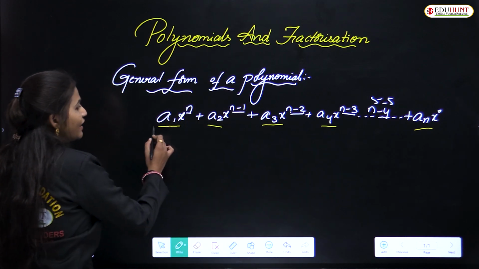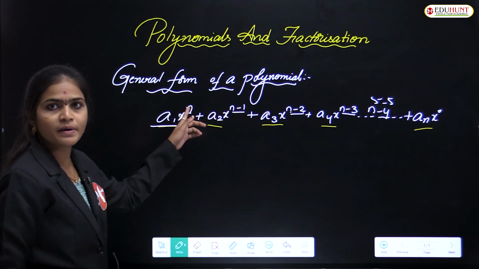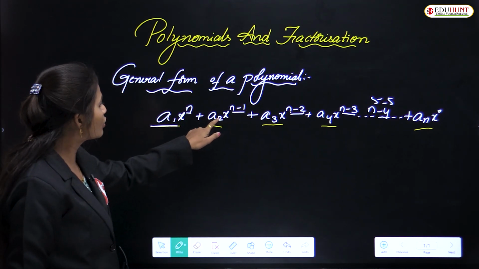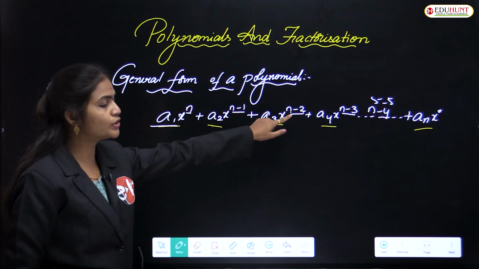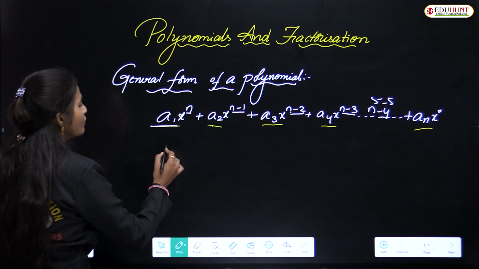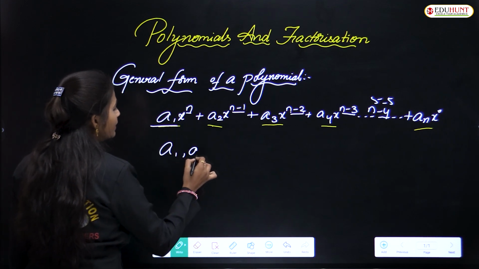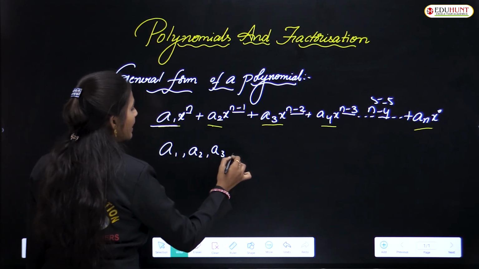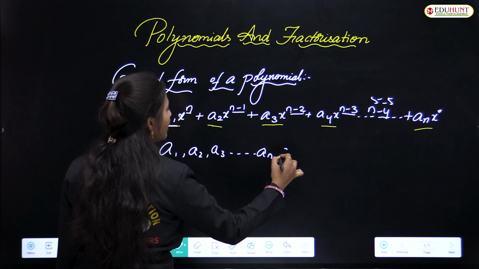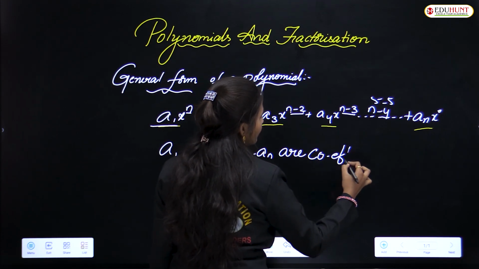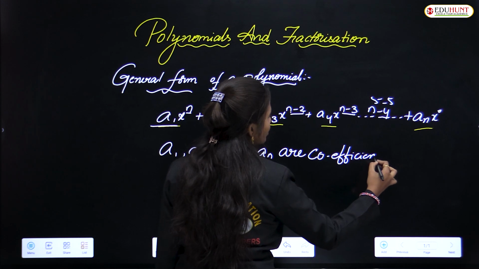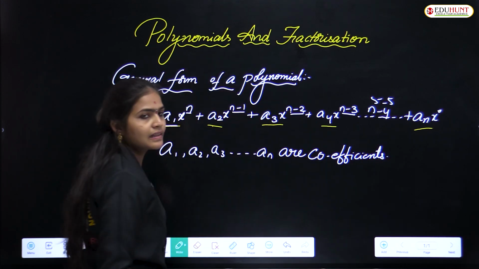So here a1 is the coefficient of x power n, a2 is the coefficient of x power n minus 1, a3 is the coefficient of x power n minus 2. So we can say that a1, a2, a3 and so on, an are coefficients. We will call them coefficients. Is it clear to you?